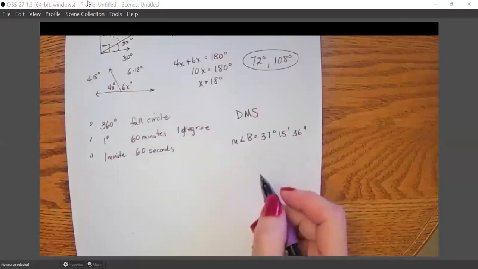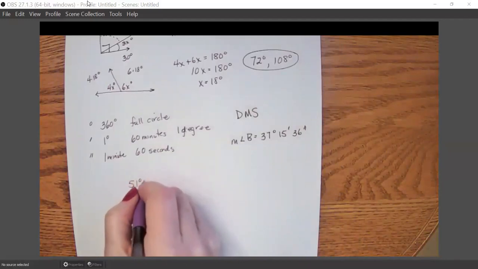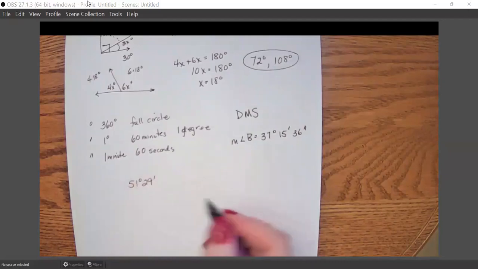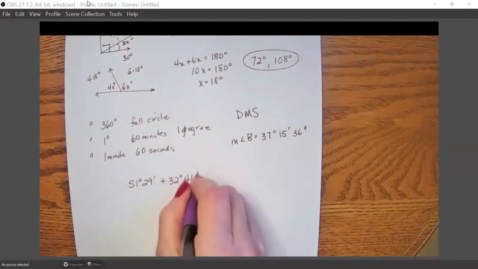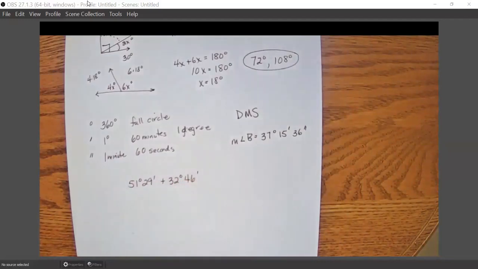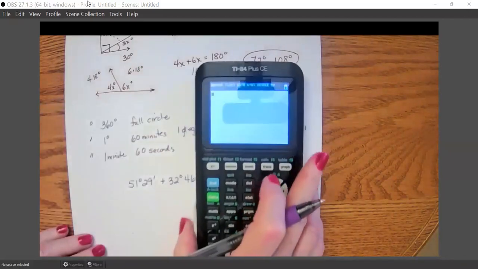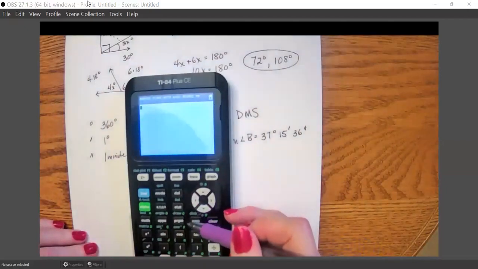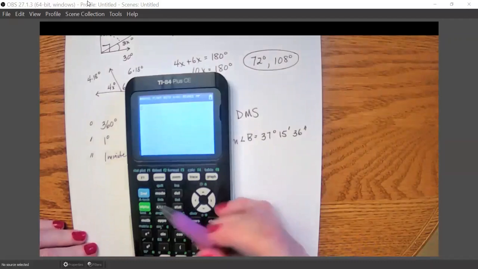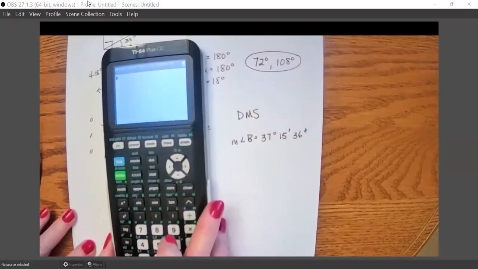So let's look at example 3. They want us to add 51 degrees, 29 minutes, and 32 degrees, 46 minutes. Now your graphing calculator, which is a requirement for this class, can handle degrees, minutes, seconds. So let me show you where that is. All right, so here we have our calculator, and here we have our angle button. Second apps is where all of your angle operations will be on this graphing calculator.